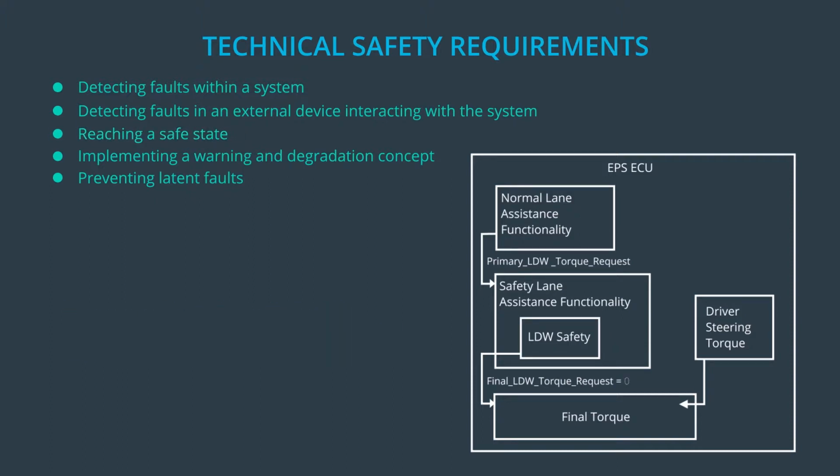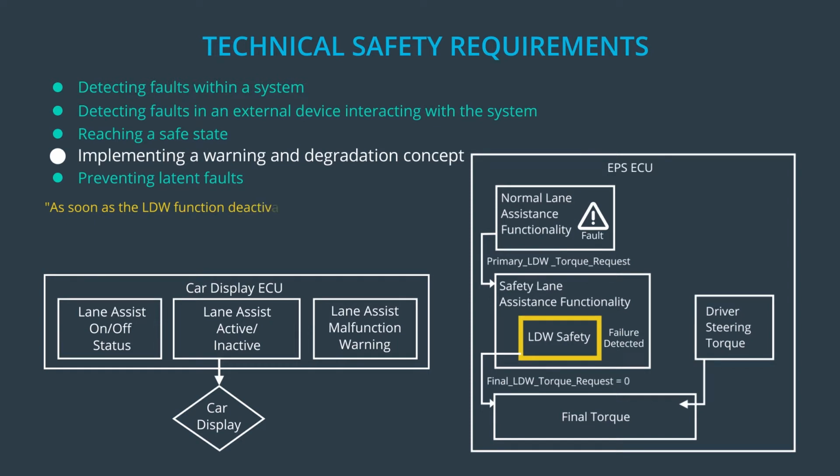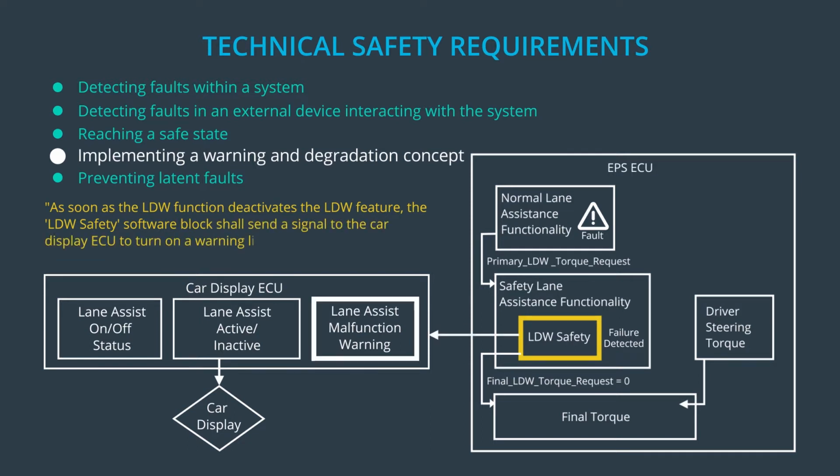The next category involves technical safety requirements for implementing warning and degradation concepts. We have already said in the previous lesson that a warning light will turn on if the lane assistance item malfunctions. A technical safety requirement would be that as soon as the LDW function deactivates the LDW feature, the LDW safety software block shall send a signal to the car display ECU to turn on a warning light.